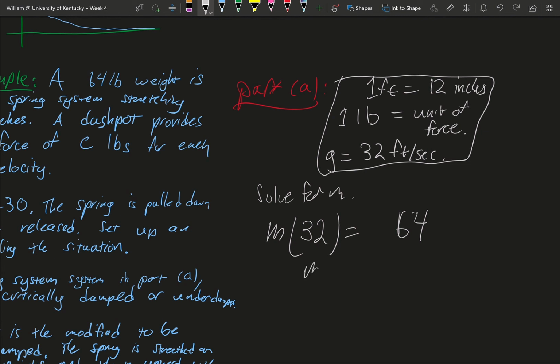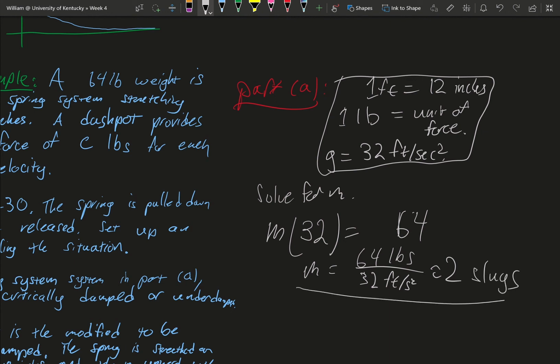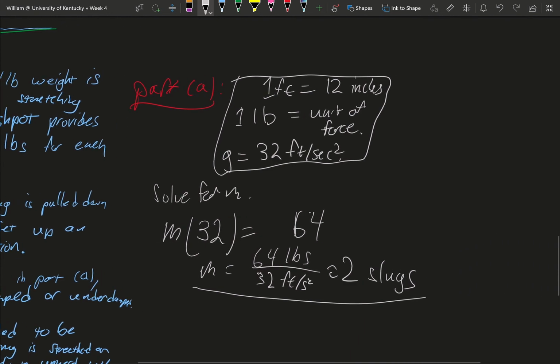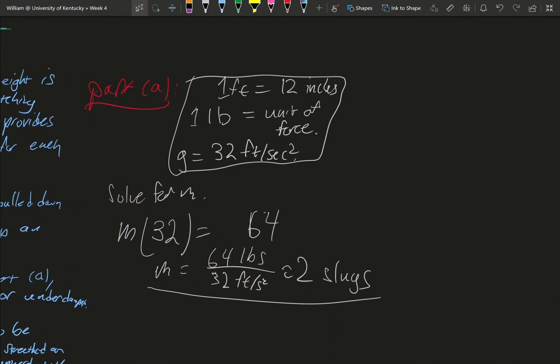So we get m equals 64 pounds divided by 32 feet per second squared. So we have a mass of 2, and there's actually a name for this unit. They're called slugs. So m equals 2 slugs. And we can't just use 64 in the equation because the units would be messed up in our differential equation. We have to divide by this 32. Okay, but now we can go ahead and solve for k.